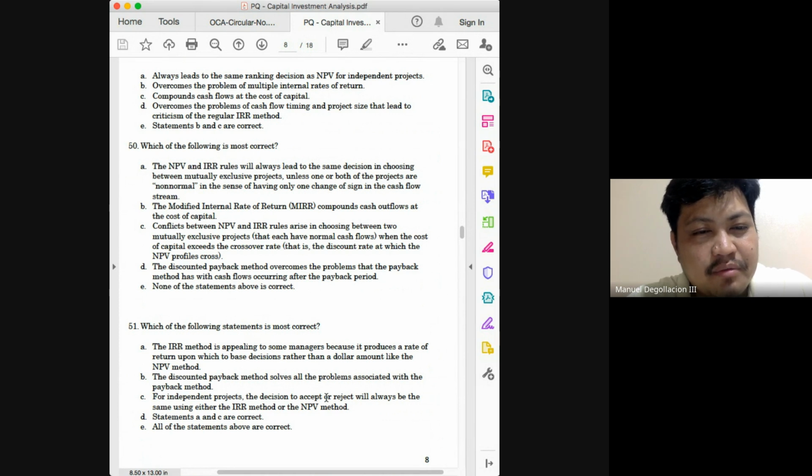Next, the discounted payback method overcomes the problems that the payback method has with cash flows occurring. No. So letter D is also false because the discounted payback also ignores the cash flows after the payback period. The problem that the discounted payback solves is that it now takes into account the time value of money. Okay. I'll end the explanations at number 50.